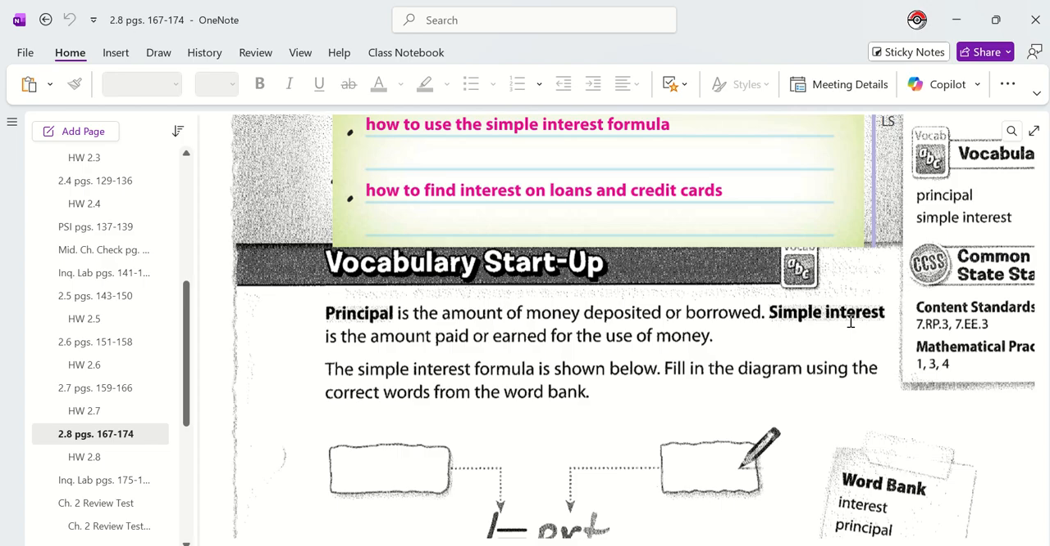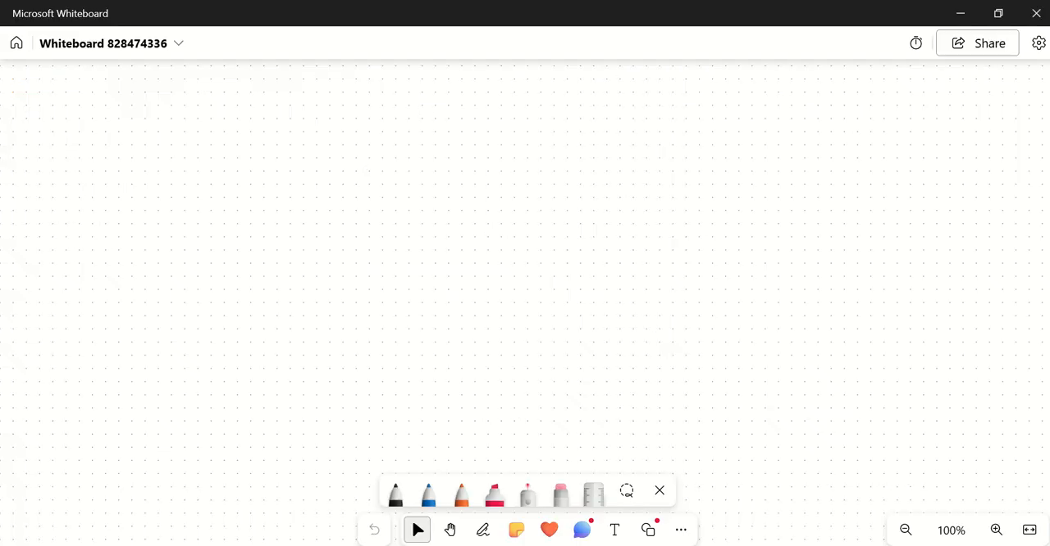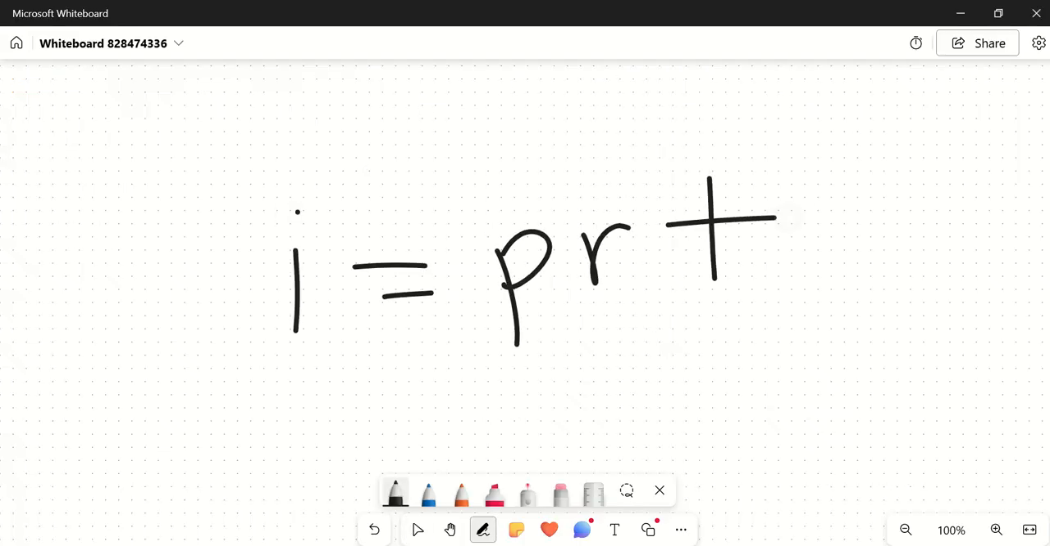Okay? The formula is simple. It's 4 letters. I equals PRT. And we're going to be putting in something for each thing. Anybody have any idea what the I stands for? Quiet hands. We just went over it.